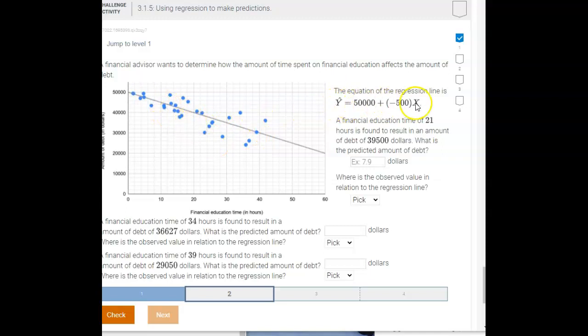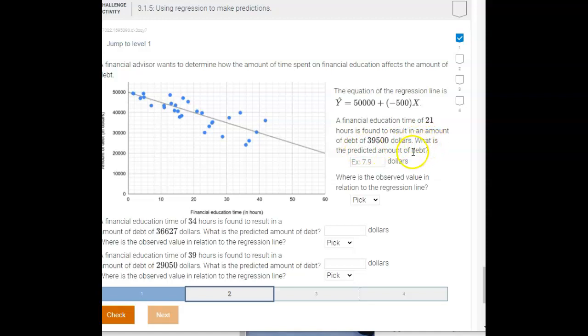We have the equation given to us for this line, and here we have some information. A financial education time of 21 hours is found to result in an amount of debt of $39,500. I'm not sure if this is actually a point on there, 21. It doesn't look like this is an actual point on the data we have here, and that's fine. This is a new piece of data that we've gathered. It's not shown in the scatter plot.